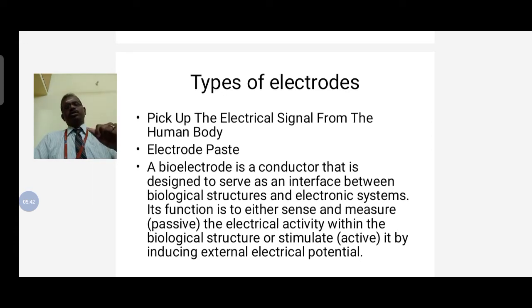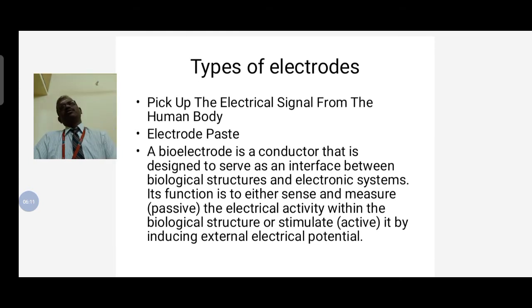Next, electrodes are used to pick up the electrical signal from the human body. This microvolt signal is not visible to the human eye, so the signal is given through an amplifier, converted to a large signal, recorded and made visible. These are the functions of electrodes.